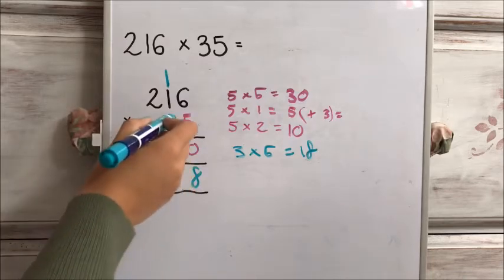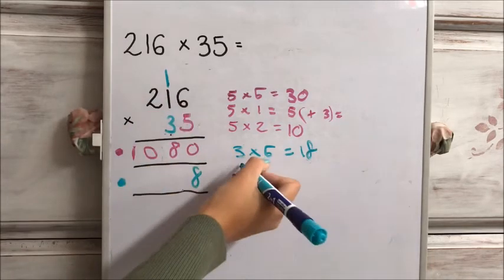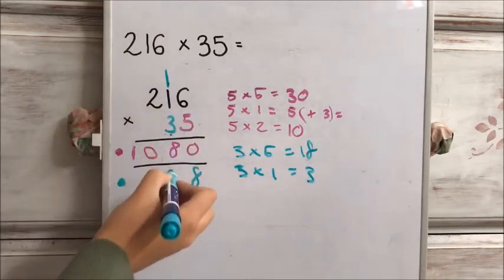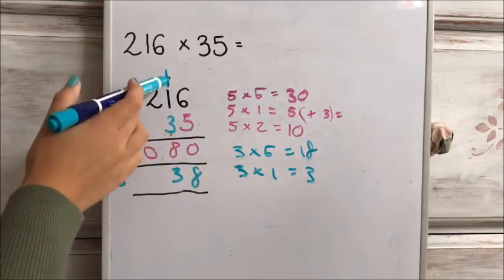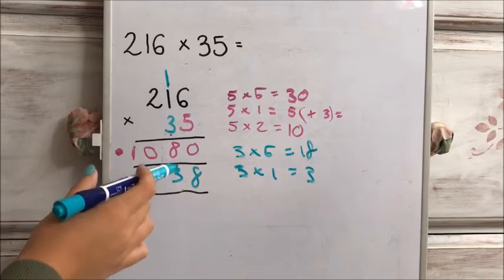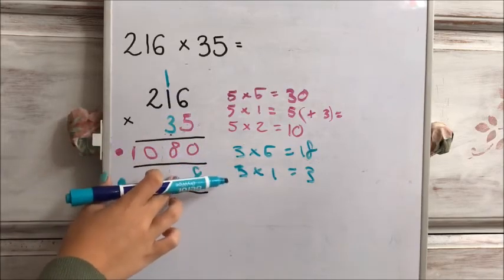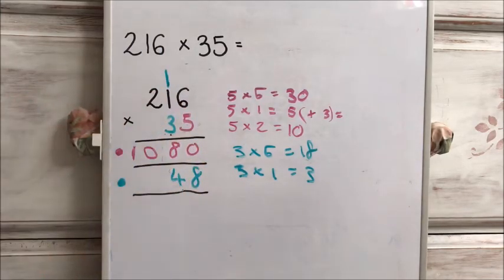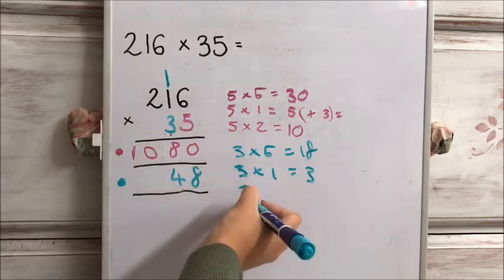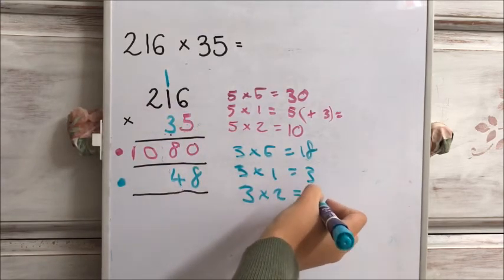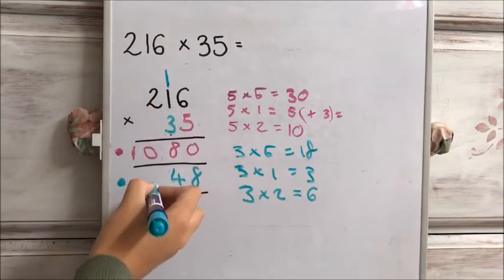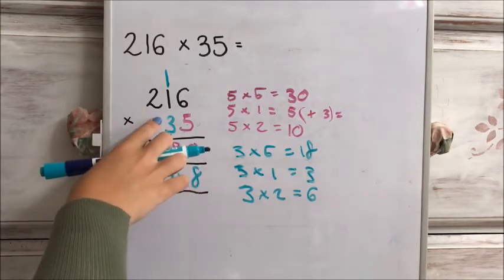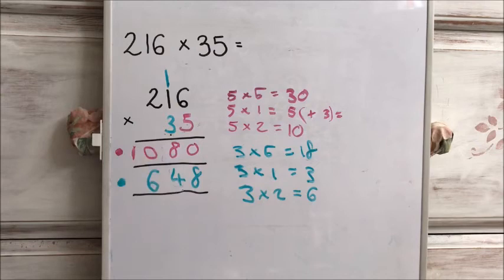Lovely. So now we've done 3 times 6, we need to do 3 times 1. 3 times 1 is 3, so we'd write a 3 there. However, we still have this 1 to factor in, so all we do is, again, simply add it. So this 3 becomes a 4 because we have added 1 to it. Lovely. Next one along, 3 times 2, which is 6. Perfect. And that fits very nicely in there. There's no second digit, so we just write it as it is.